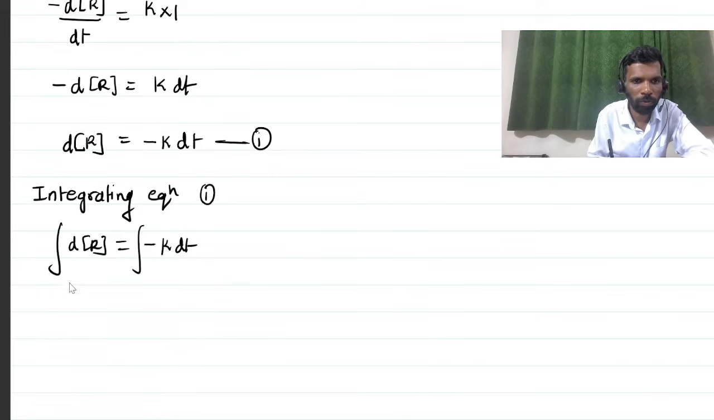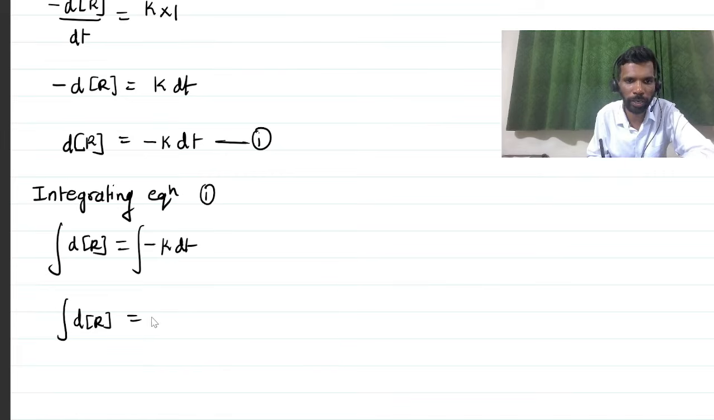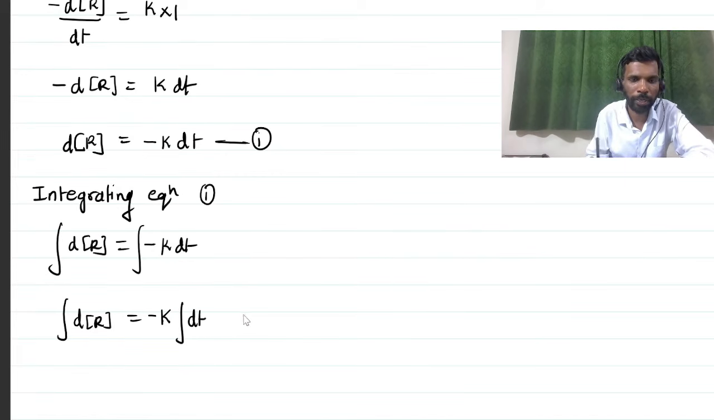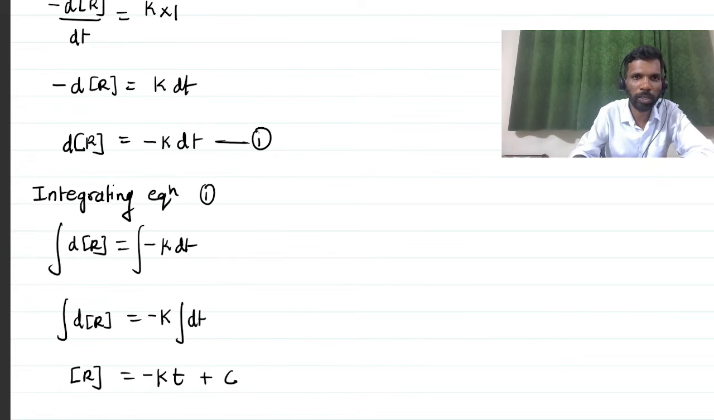Integral of dr, I'll write this one more time. And over here, k is a constant. Integral doesn't work on a constant, so I'll just write dt. Therefore, the integral of dr becomes r, minus k as it is, and the integral of dt becomes t plus c. C is an integration constant.